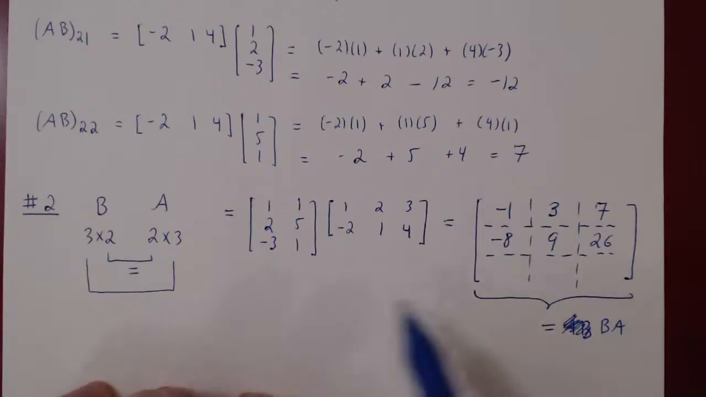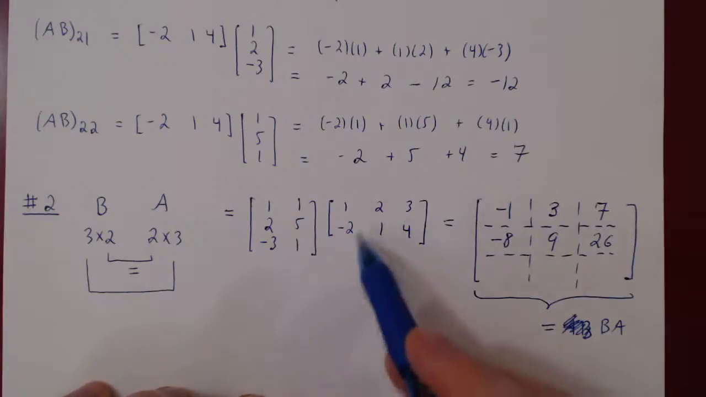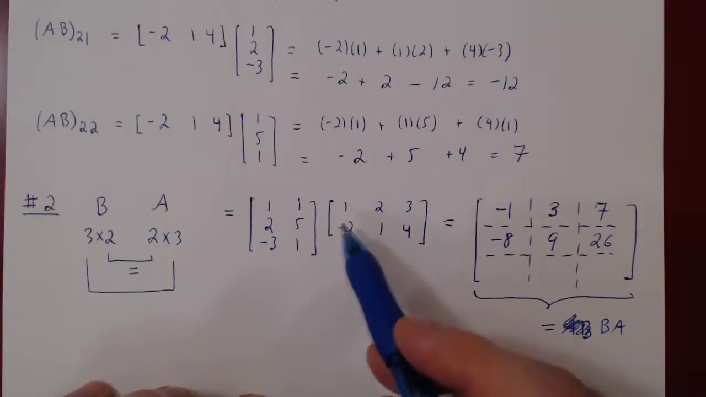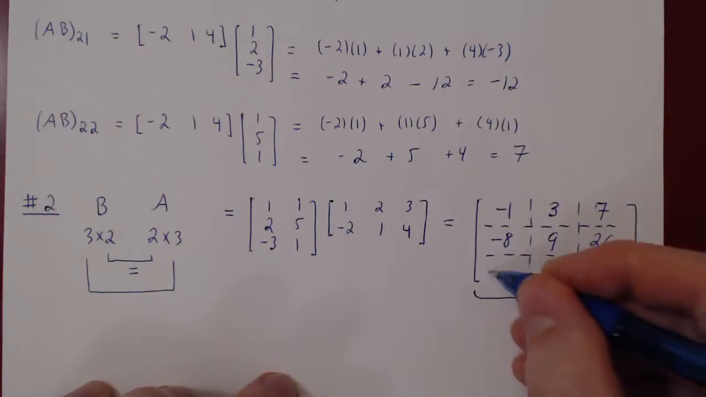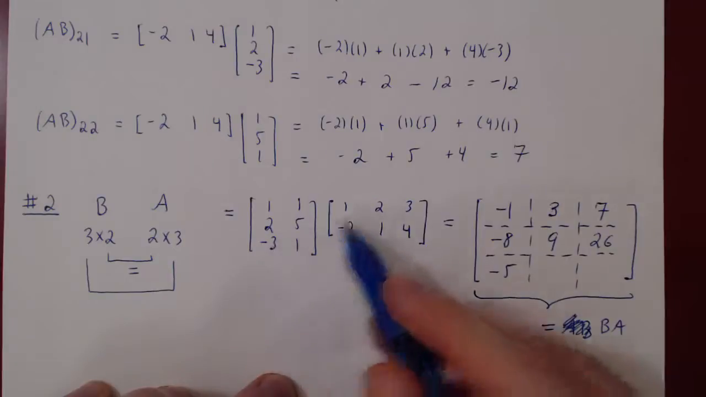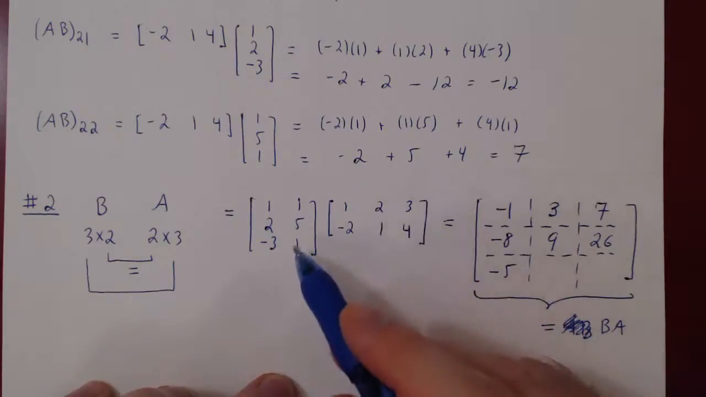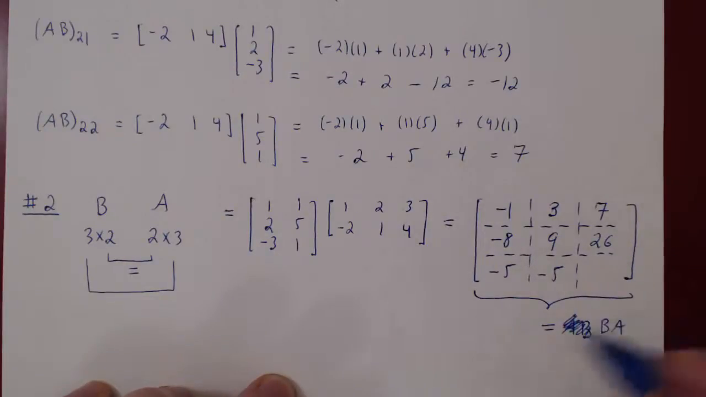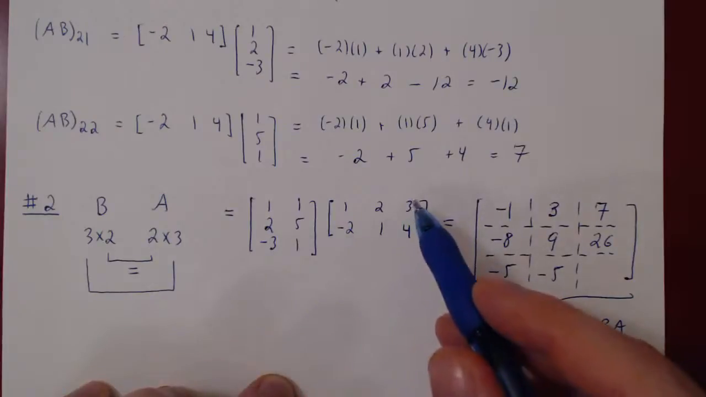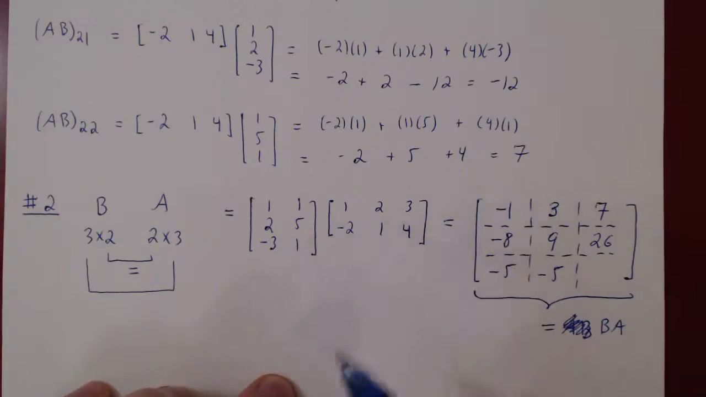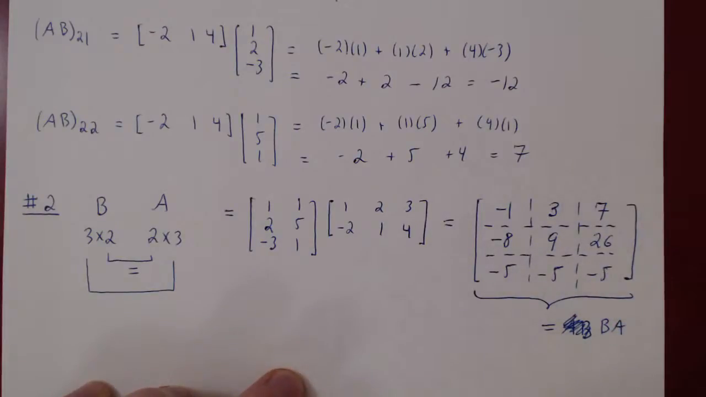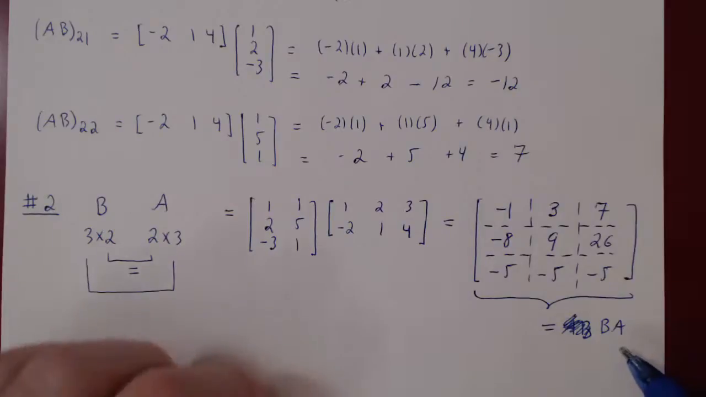To construct its third row, we will simply fix the third row of B and go through every column. Negative 3 times 1, negative 3, plus 1 times negative 2, negative 2, negative 3 minus 2, negative 5. Negative 3 times 2, negative 6, plus 1 times 1, 1, negative 6 plus 1, negative 5. And finally, negative 3 times negative 3, 9, plus 1 times 4, 4, 9 plus 4, 13. And now we have the matrix BA.